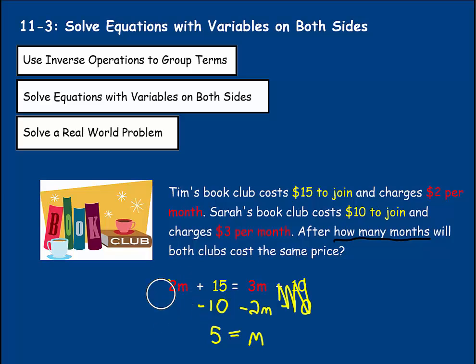Let's actually test our work and see if that's correct. 2 times 5, so if it was $5 per month, that'd be $10, plus 15 is $25. 3 times 5, which would be $15 for the monthly fees, plus the $10 to join would also be 25. So we did find the number of months that would make this correct.